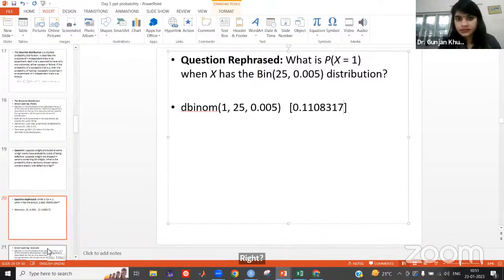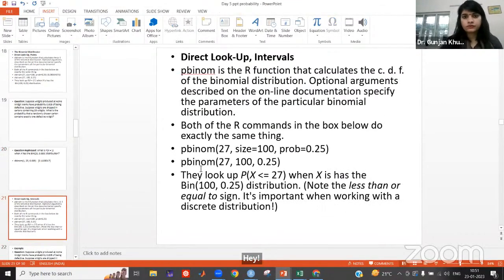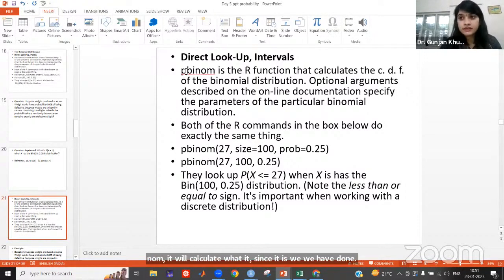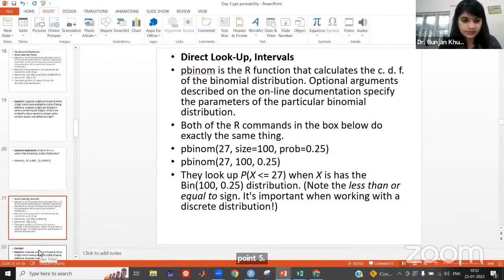So you're able to do the questions. Now, what is pbinom, the R function? Since it is p, compared to dbinom which we have done, which calculates the probability mass function, pbinom calculates the cumulative distribution function. So if I write pbinom 27, size 100, prob 0.25, it will calculate the probability that capital X is less than or equal to 27.